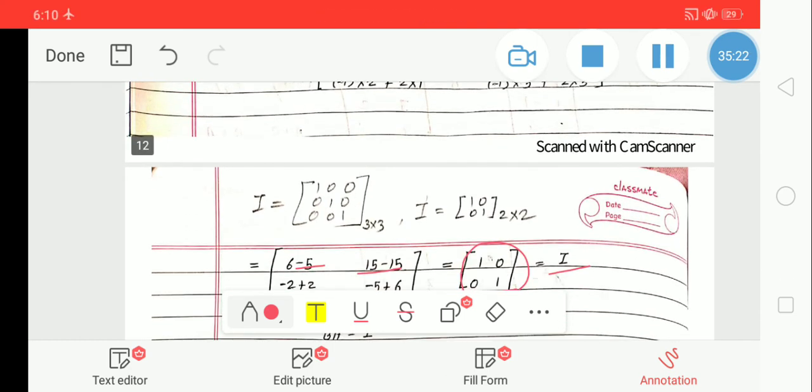And another is identity of 3 cross 3 matrix is 1 0 0, 0 1 0 and 0 0 1, and identity matrix 2 cross 2 is 1 0 and 0 1.